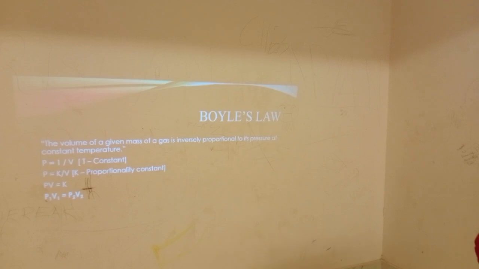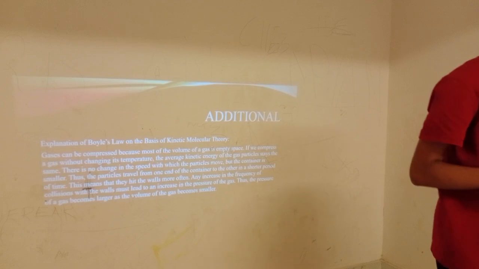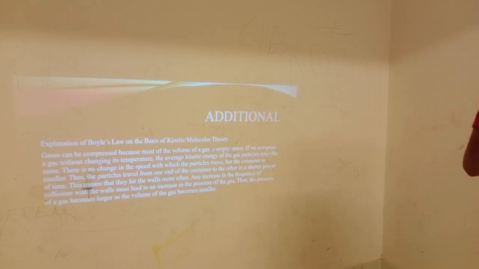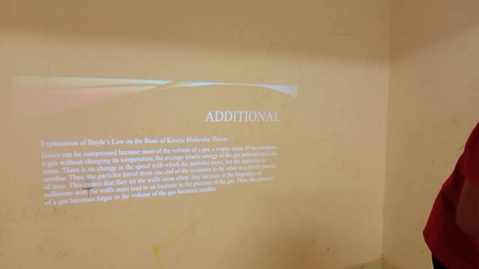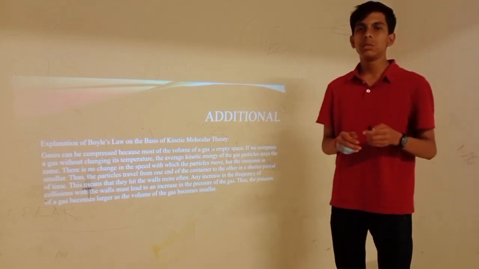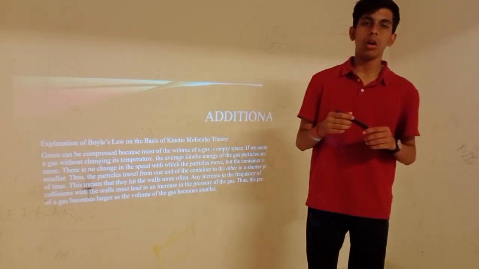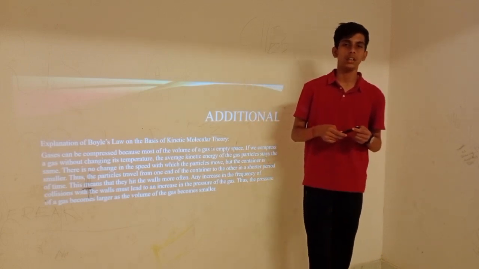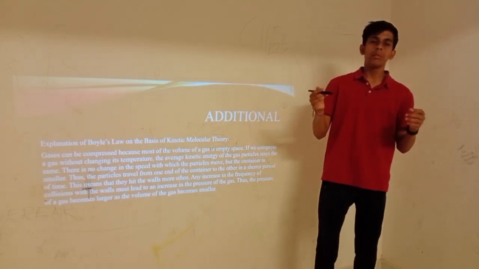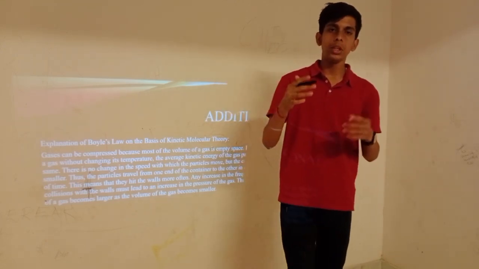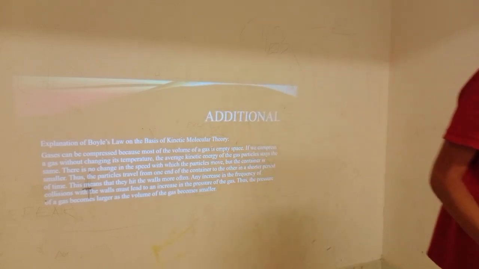Now, to better understand this, we'll go through it on the basis of kinetic molecular theory. So, what it basically states is that gases can be compressed because most of the volume of the gas is empty space. What this means is that gases have large intermolecular spaces due to the low intermolecular force of attraction between them, so they are very far apart. Now, when we keep them in a container and apply pressure on them, due to the large space between them, they can get compressed quite easily as compared to liquids and solids.